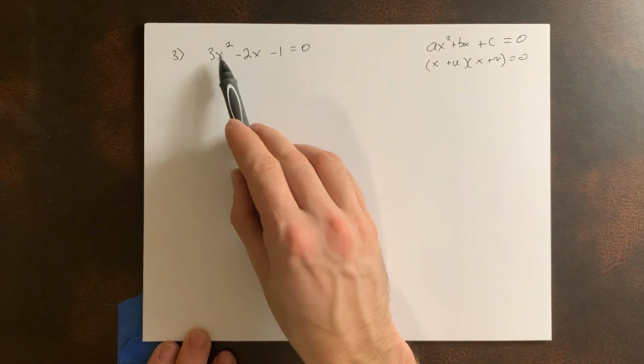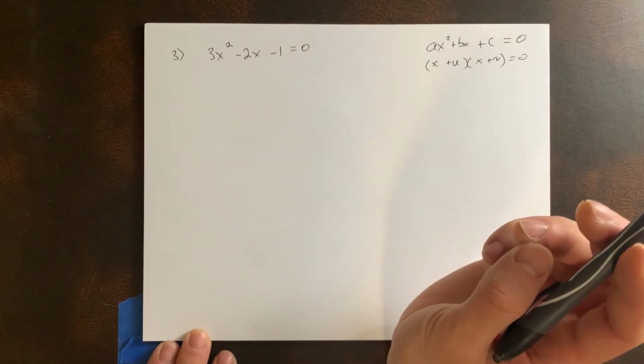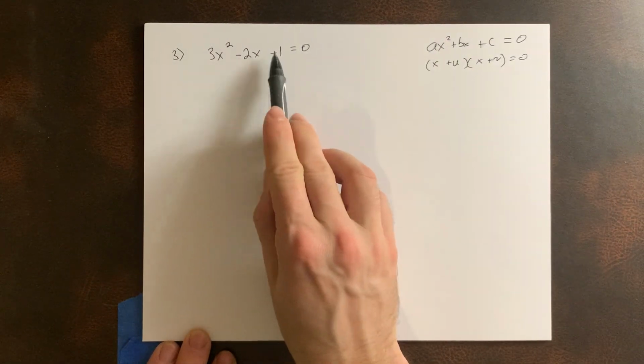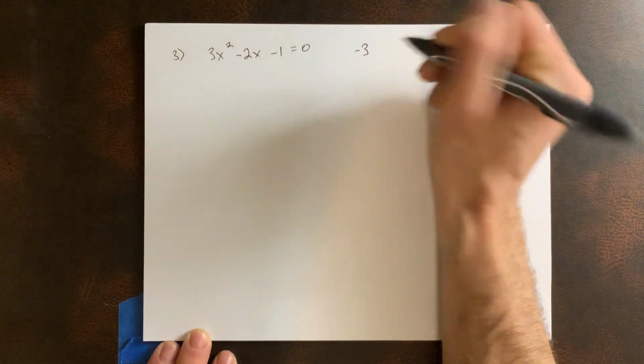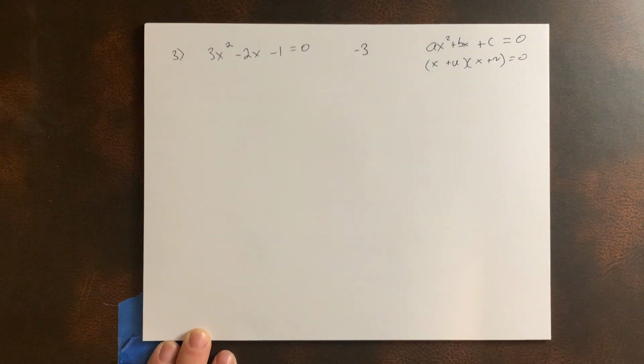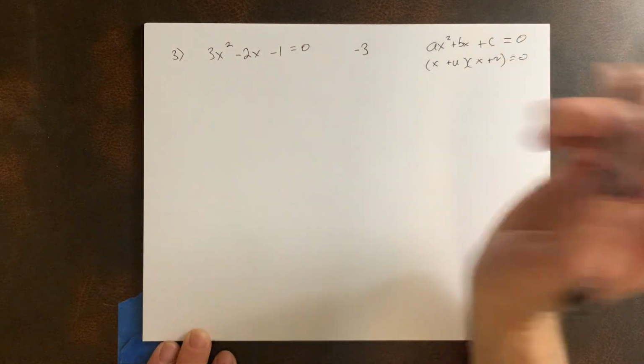And we remember that if there's not a 1 in front of the x squared, so how we have a 3, we have to use the AC method, meaning we have to take our a and our c, so 3 and minus 1, multiply them together, which gives us minus 3. And now we need to see if we can find numbers that multiply up to minus 3, but then add up to this middle number.